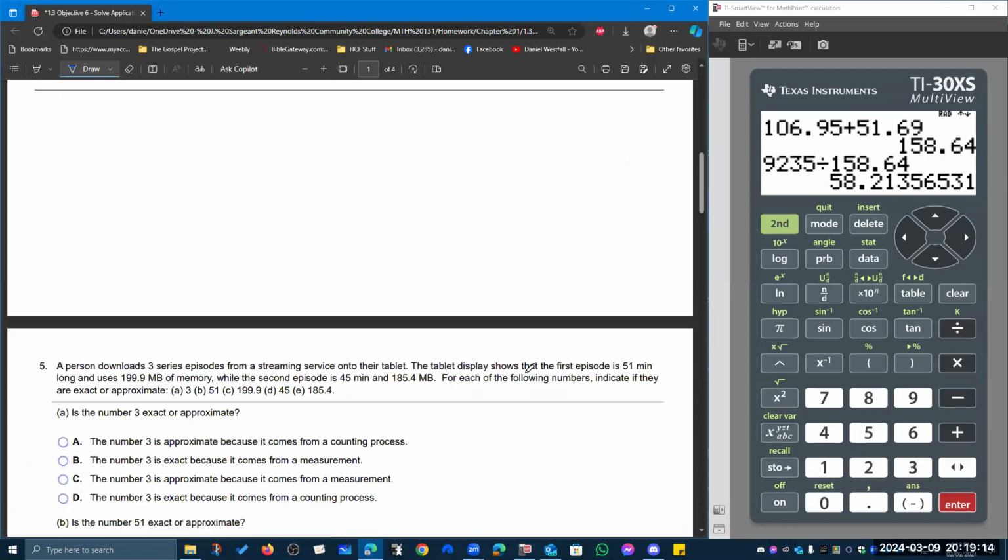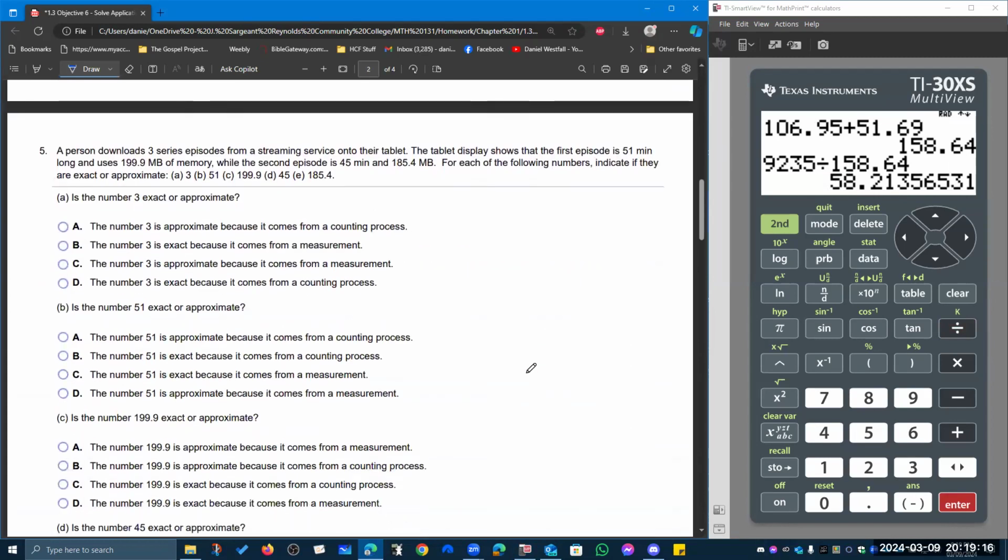Right? Next question here. A person downloads 3 series episodes from a streaming service onto their tablet. The tablet display shows that the first episode is 51 minutes long and uses 199.9 megabytes of memory, while the second episode is 45 minutes long and 185.4 megabytes. For each of the following numbers, indicate if they are exact or approximate.